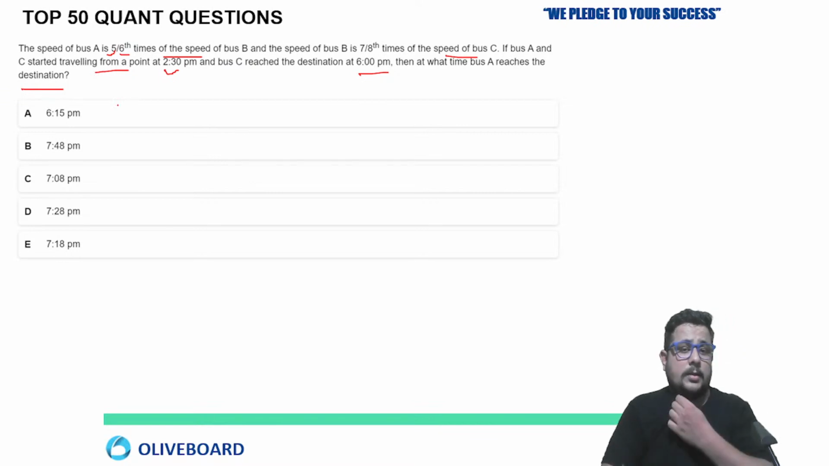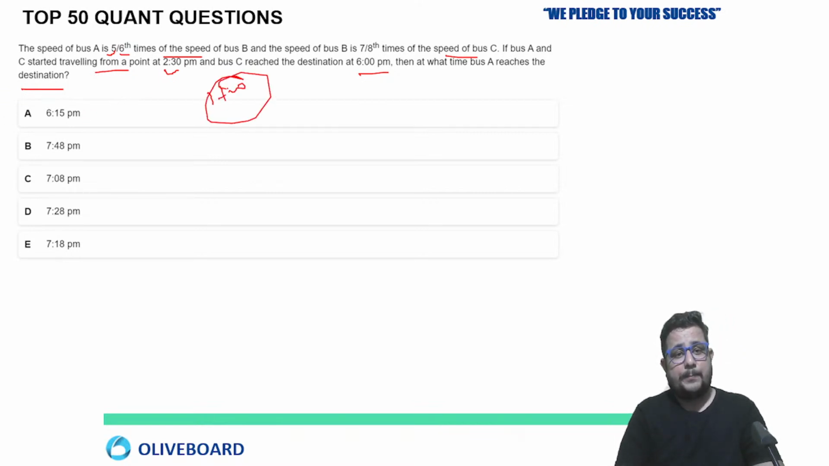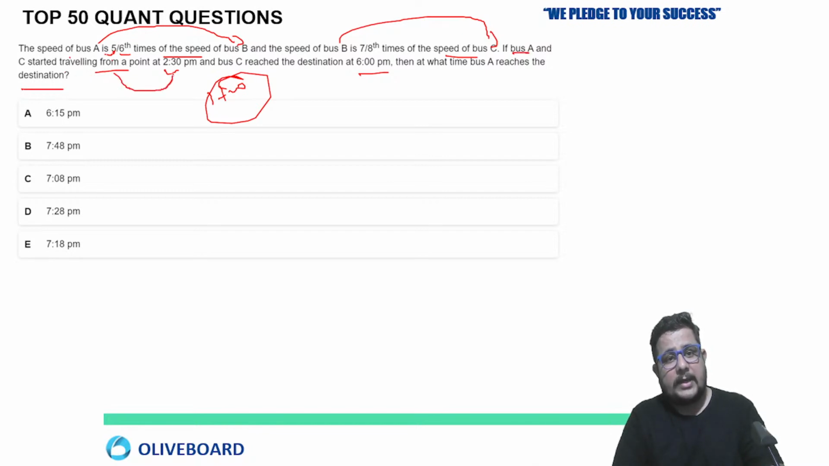Very good, Priya. Great job. This is homework for you all. Simple one. See, the speed of bus A is 5/6 times. So the A to B speed ratio is given, directly assume 5:6, because A's speed is 5/6 of B's speed. The B to C speed ratio is also given, so you can convert it into a single ratio. If buses A and C start traveling from the point at 2:30.